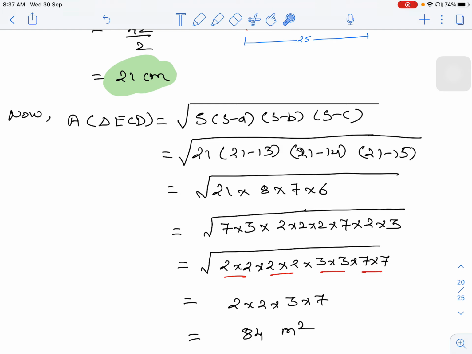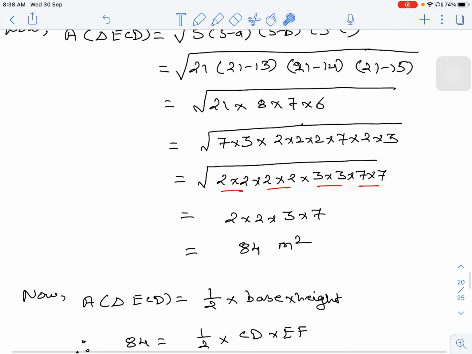Now, what is our next step? We prefer to find the prime factors of these. We factorize them. So 21 can be written as 7 into 3, 8 can be written as 2 into 2 into 2, this 7 as it is, and this 6 can be written as 2 into 3. Now we will arrange it in increasing order. So 2 appears 4 times, 3 appears 2 times, and 7 is also 2 times.